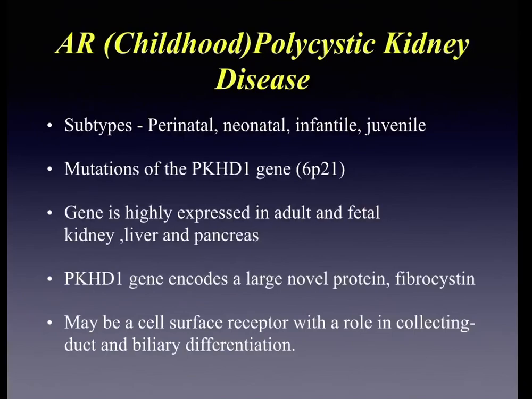And now coming to the childhood polycystic kidney disease, which is an autosomal recessive condition. Here again it has various subtypes depending on the age of affection. So it can be perinatal, neonatal, infantile and juvenile. Here again it is due to mutations of the PKHD1 gene. This codes for a novel protein, that is fibrocystin.